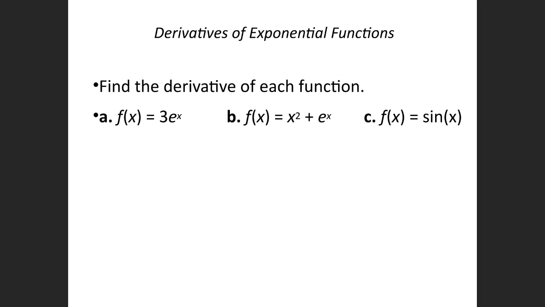Okay, so here are some problems. Find the derivative of each. Well, got 3 e to the x. Well, that's just 3 e to the x. I've got x squared plus e to the x. No problem. 2x plus e to the x. Got sine of x, cosine of x.